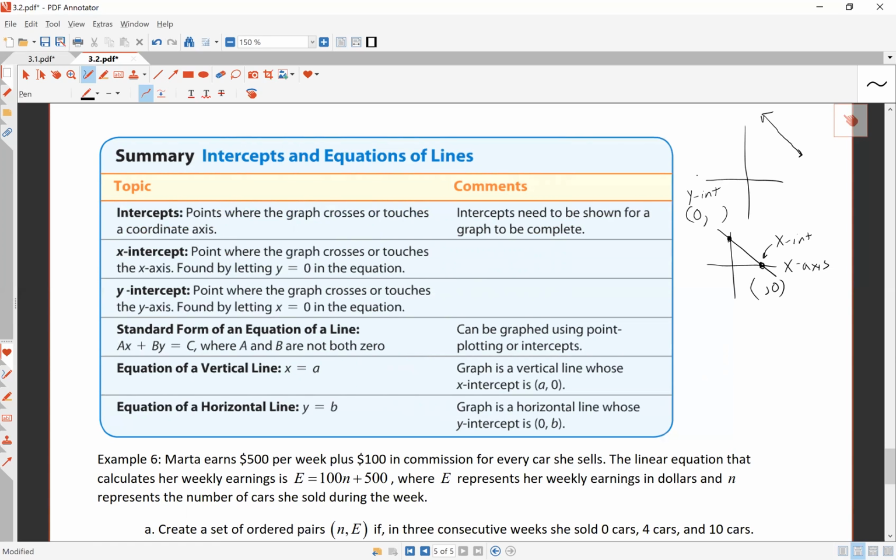Standard form of an equation of a line is where the x and the y are on the same side, where both a and b are not 0. These are easily graphed by using point plotting or intercepts. I like to do intercepts with the ax plus by equals c. And finally, the equation of a vertical line must have x equals a, its graph is vertical, whose intercept is a, comma 0. Horizontal lines have the equations y equals a number b, and its graph is horizontal, whose y-intercept is 0, comma b.